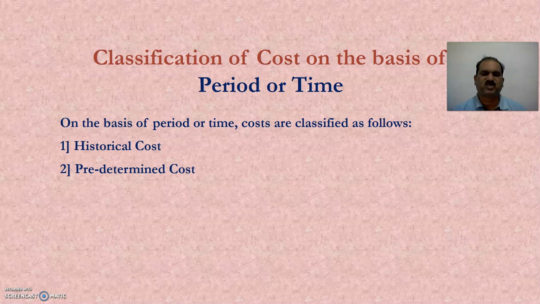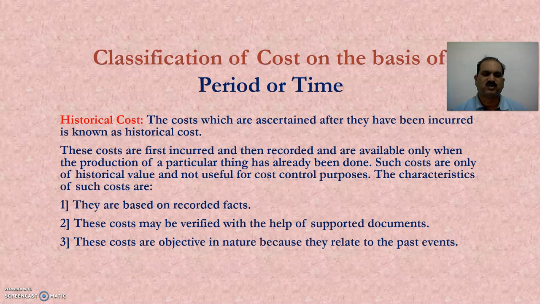Now let's see classification of cost on the basis of period or time. On the basis of period or time, costs are classified as historical cost and predetermined cost. Let's see what is historical cost. The costs which are ascertained after they have been incurred is known as historical cost.